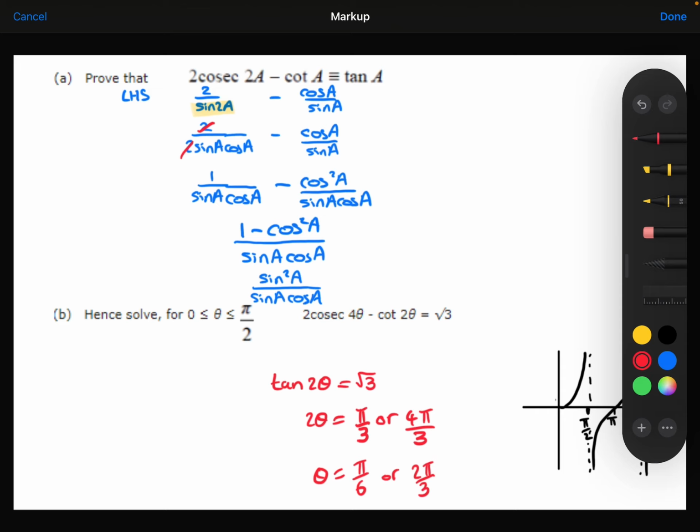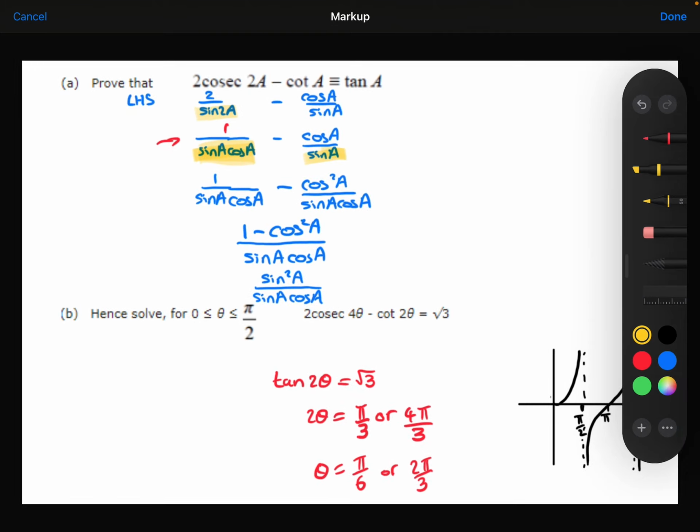Then I notice that these 2's are going to cancel out. And then the really important next step for me to simplify this stage here, I've got two fractions, I need a common denominator. I've got a sine A cos A here, and here I only had a sine A. So I'm going to multiply top and bottom here by cos A, so that I get a common denominator. And hopefully you can see that's where this cos squared on the top has come from.